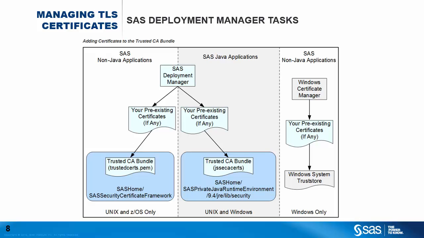The second swim lane covers the SAS Java applications running on Unix and Windows. An example here would be the SAS Management Console interacting with the SAS Content Server. For these Java applications, the relevant trust store is the JSSE cacerts file within the SAS private JRE. Again, the contents of this trust store are managed with the SAS Deployment Manager tasks.